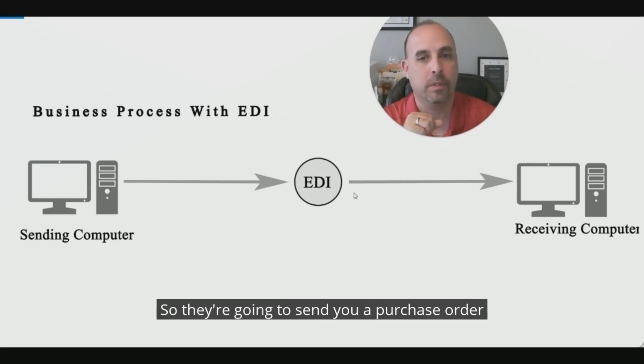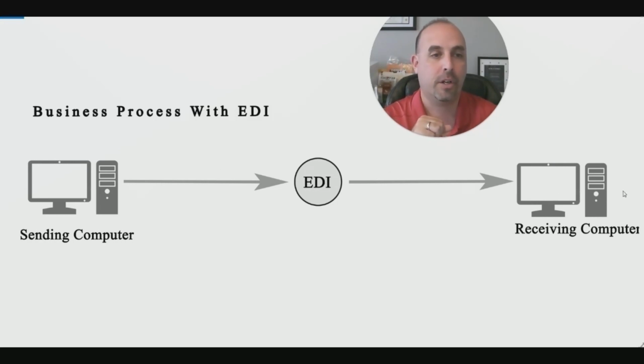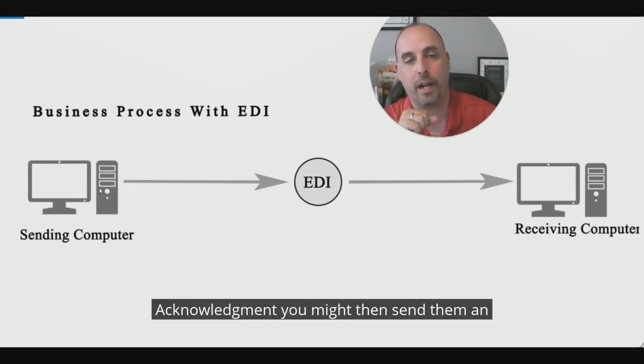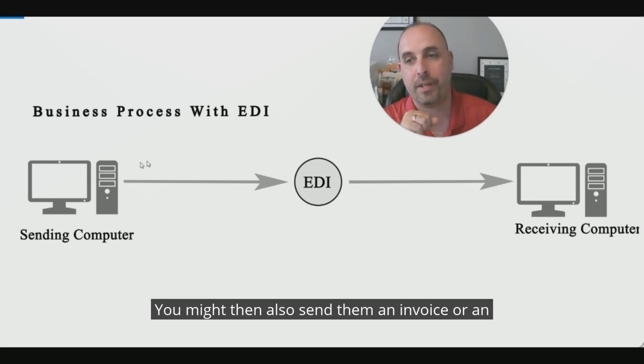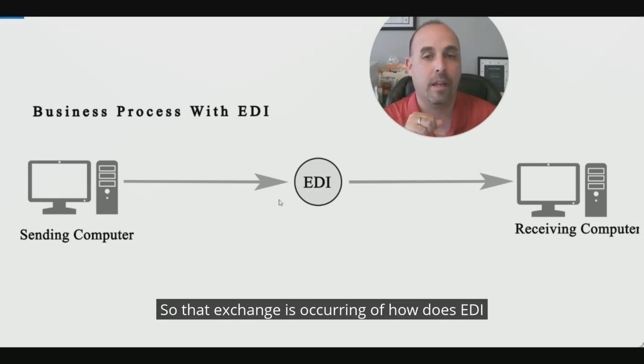They're going to send you a purchase order via EDI. In turn, you're going to send them back a purchase order acknowledgement. You might then send them an advance ship notice or an 856. You might then also send them an invoice or an 810. So that exchange is occurring of how EDI works.